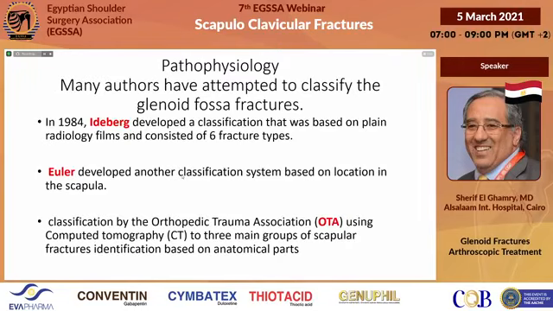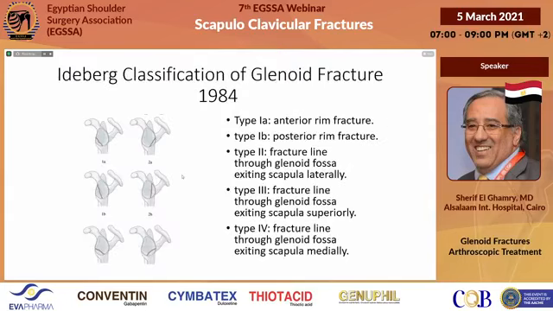Many classifications of glenoid fractures, based on plain films, radiology, or using the CT, were published, such as the Edinburgh classification in 1984, the Euler classification, and the Orthopedic Trauma Association classification. The most commonly used classification is the Edinburgh, with 6 fracture types, from 1984.